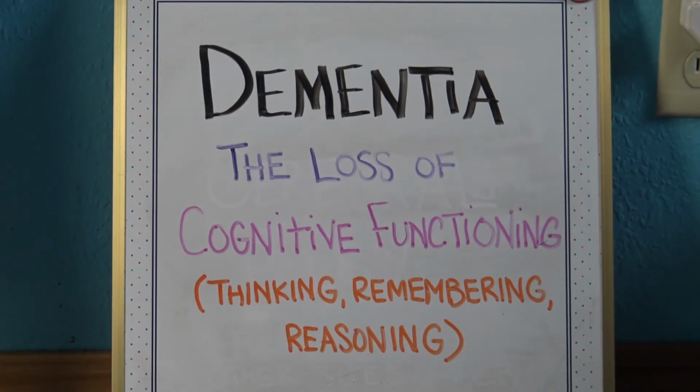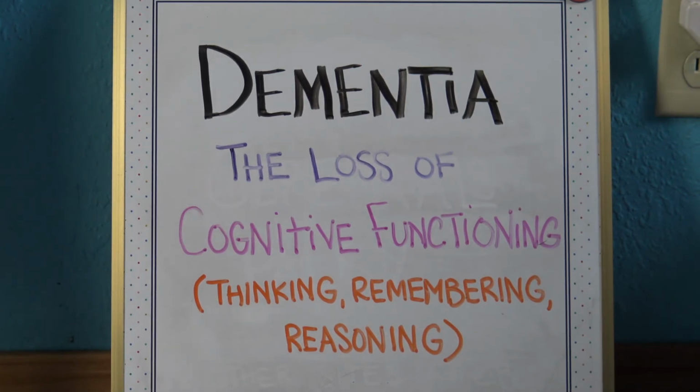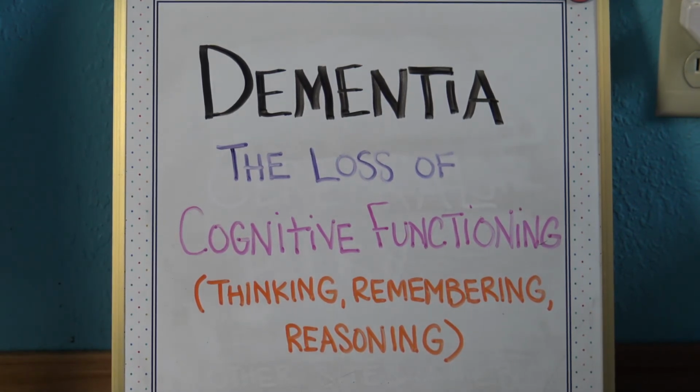Dementia. Dementia is the loss of cognitive functioning, such as thinking, remembering, and reasoning, to such an extent that it interferes with a person's daily life and activities. Some people with dementia cannot control their emotions, and their personalities may change. Dementia is the loss of cognitive functioning.